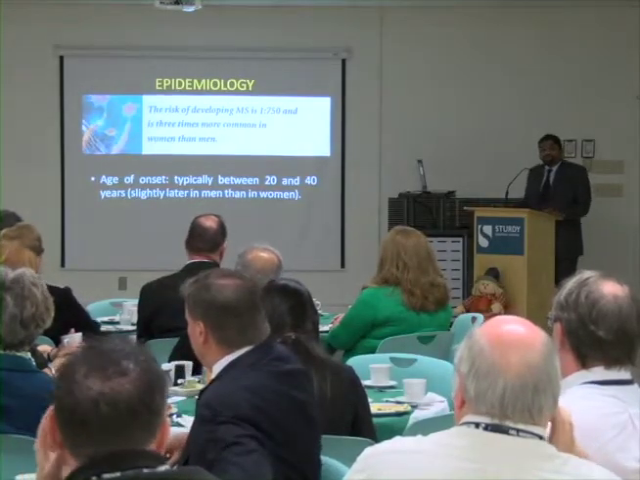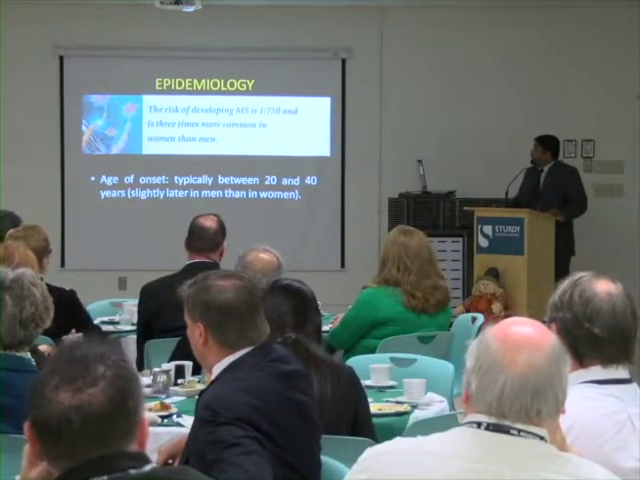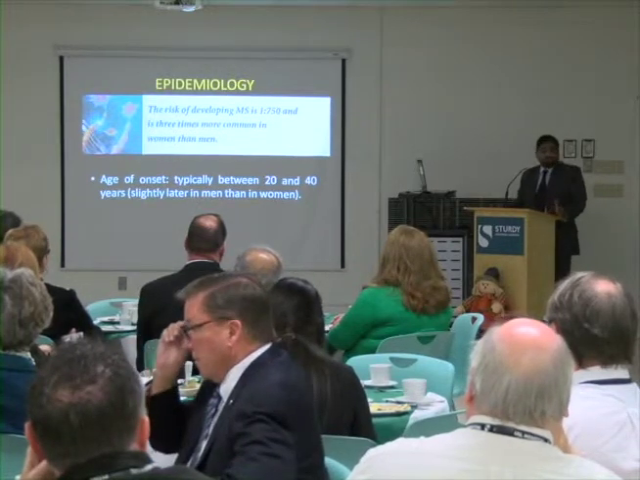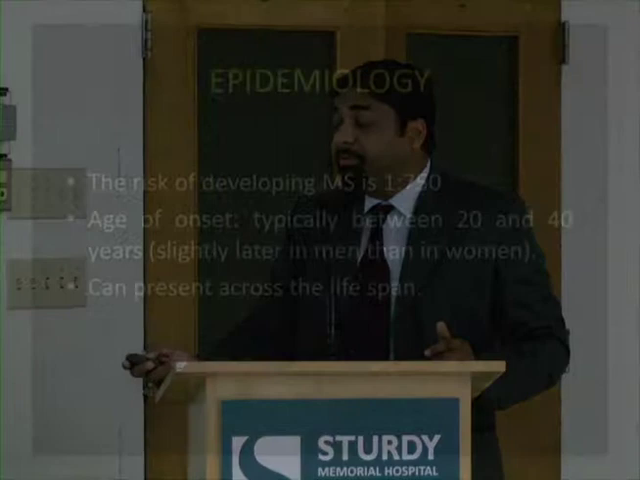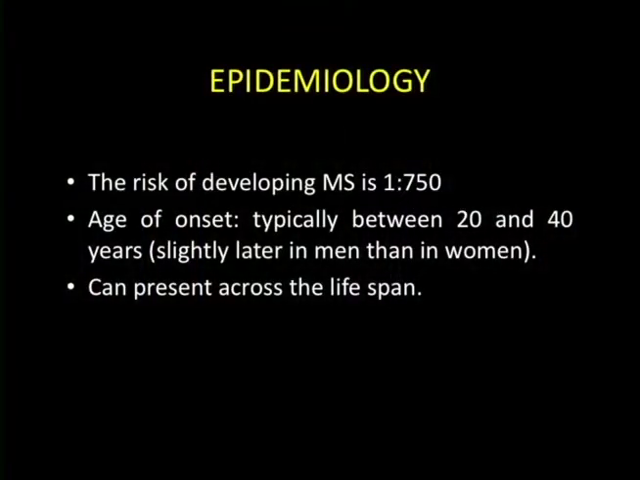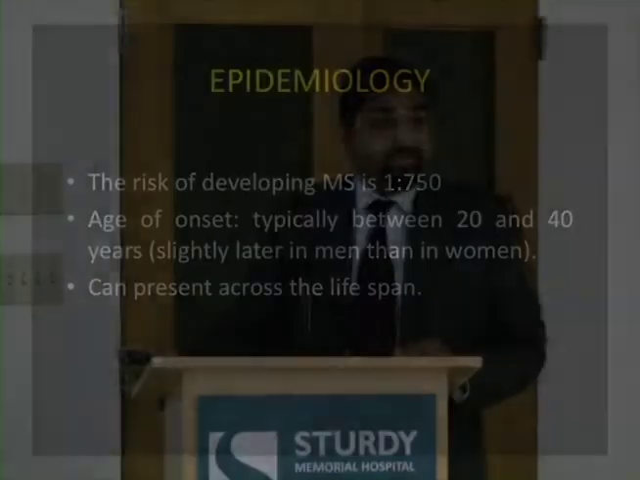MS is fairly common, especially in this part of the world. As you go further from the equator in both directions, north and south, it tends to become more common. The risk of developing MS in our community here is 1 in 750. A rough number could be 1 in 1,000, and it's 3 times more common in women than in men. And the reason for that is not completely clear, but it has definitely a lot to do with the hormonal influences of progesterone and estrogen on the immune system and the nerve cells. The typical age of onset of multiple sclerosis is between 20 and 40 years, so it affects the young adult population during their most productive years.